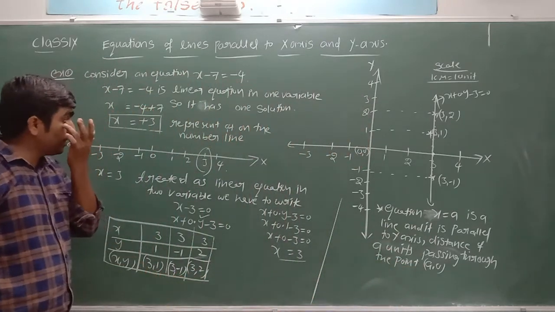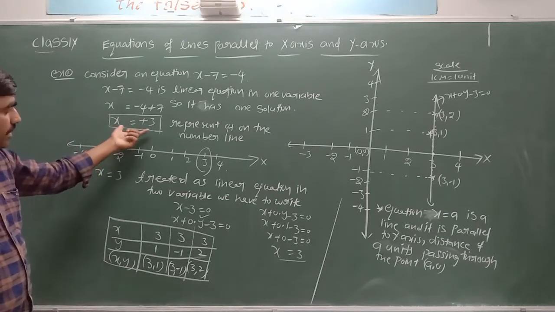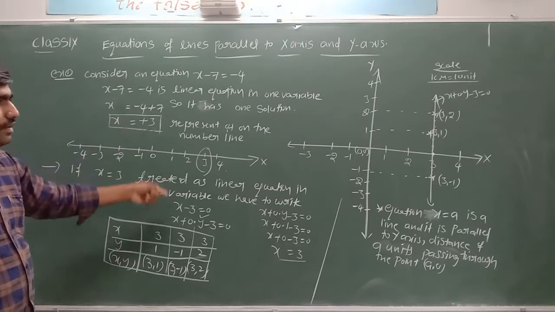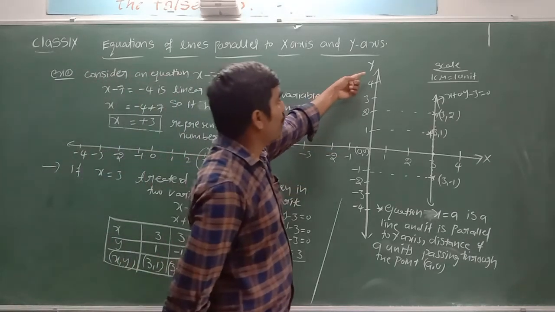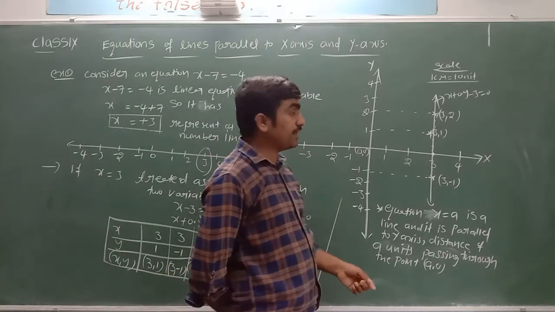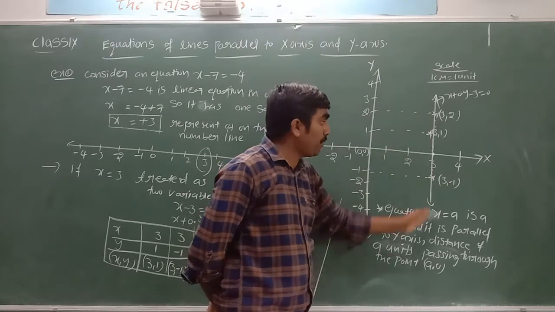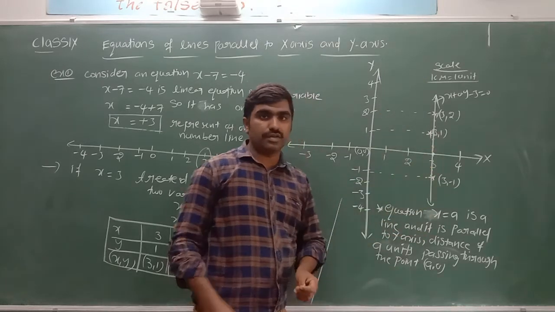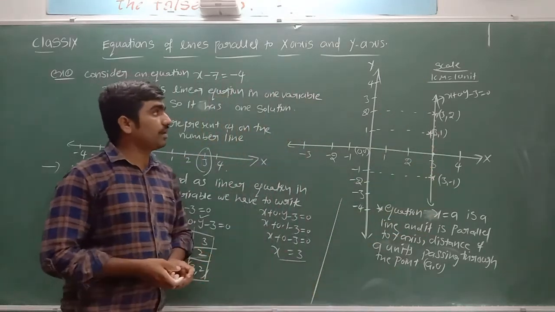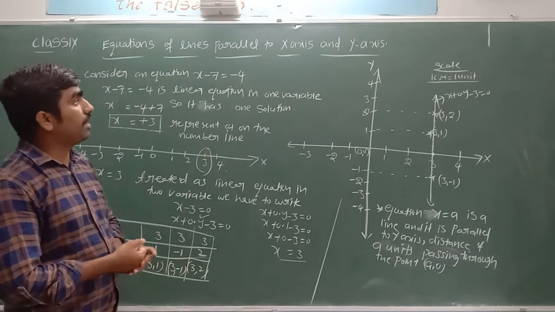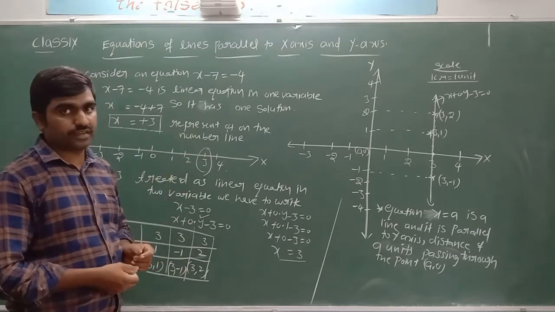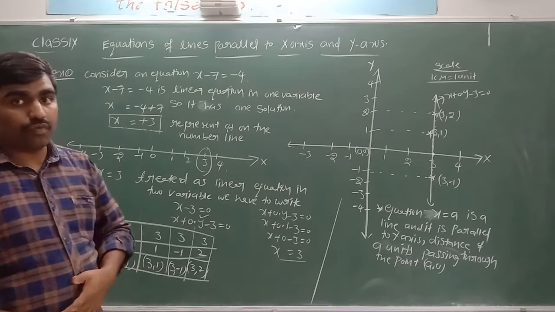So what is the conclusion? An equation like x is equal to a is always parallel to the y axis, it is a units away from the y axis, and it is passing through the point a comma 0. That is the way we can write a line which is parallel to the y axis.